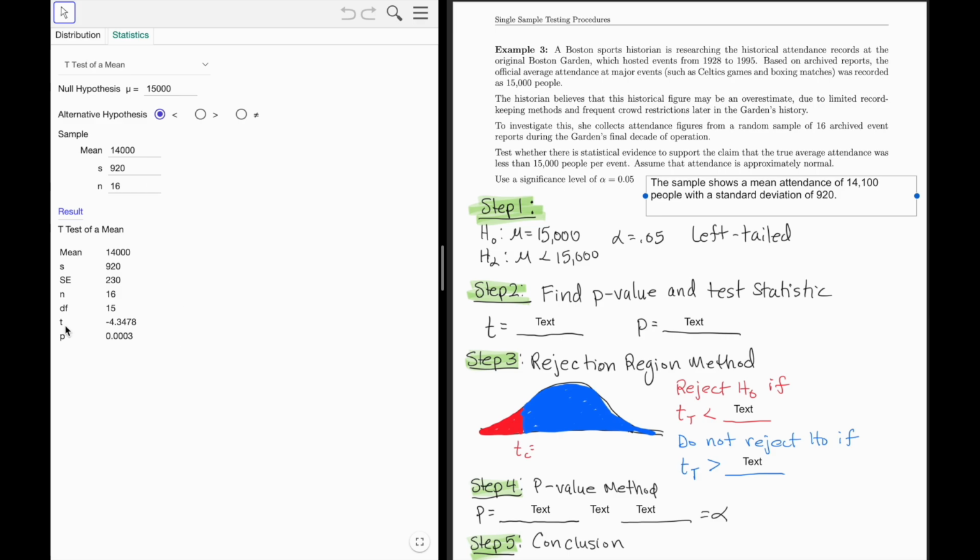So down here we have our test statistic is negative 4.3478. So let's add that in here. 4.3478. Okay, and our p-value is 0.0003.